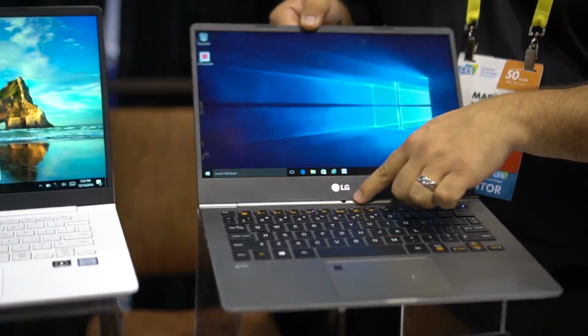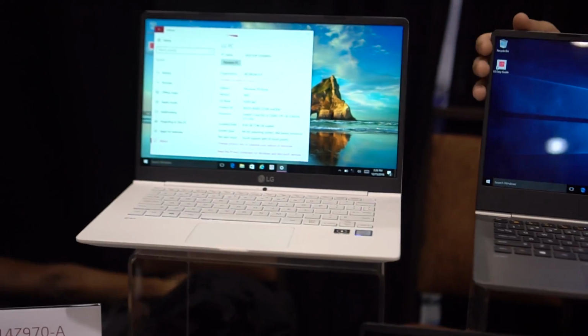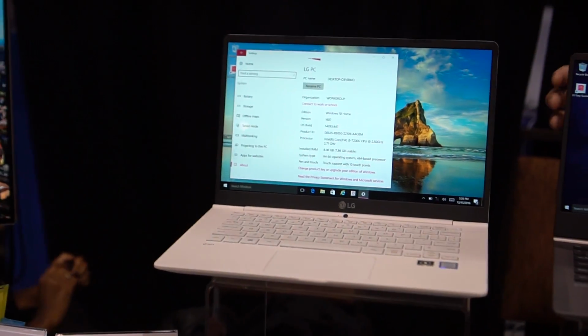All right, so this was just a quick look at the trio of laptops from LG. So these are called the Gram.